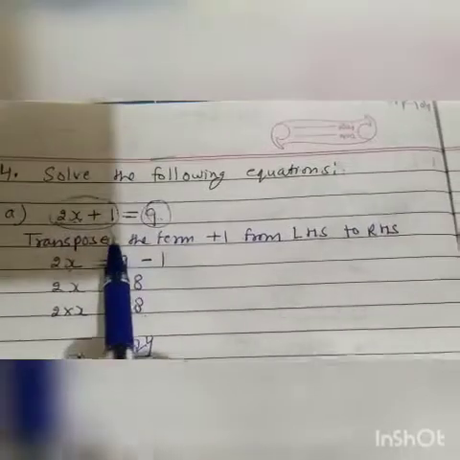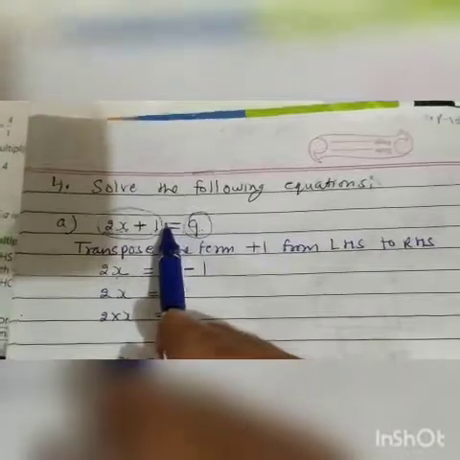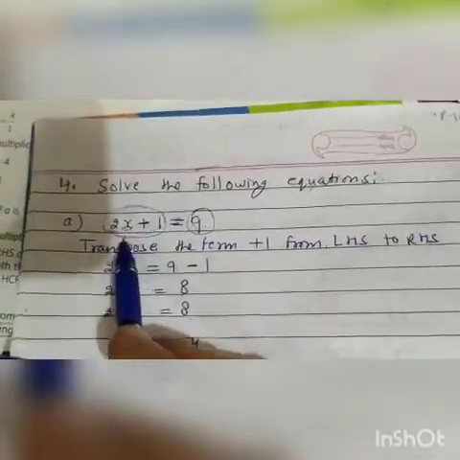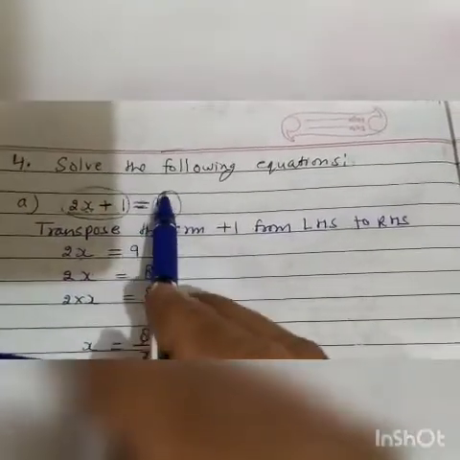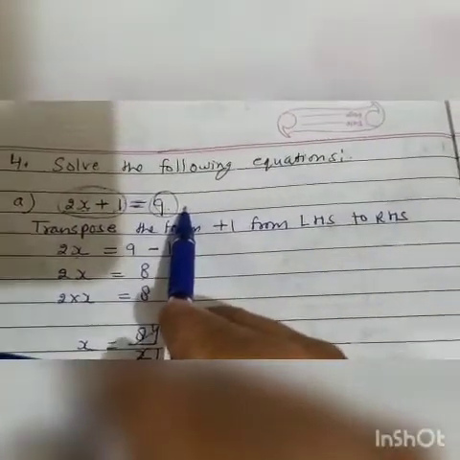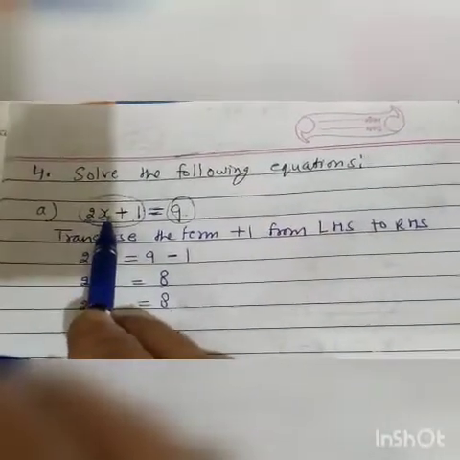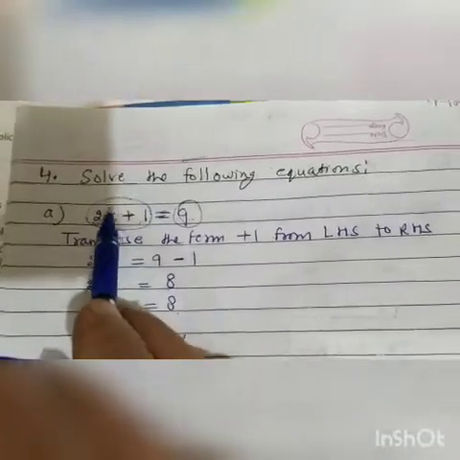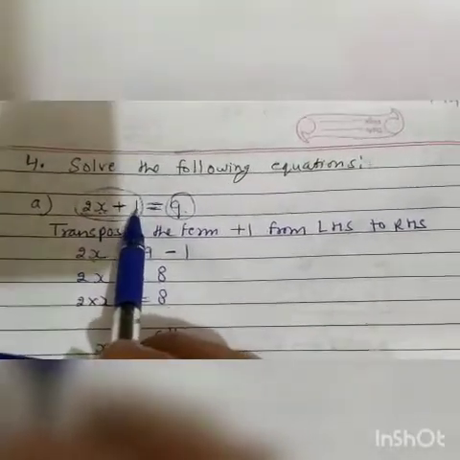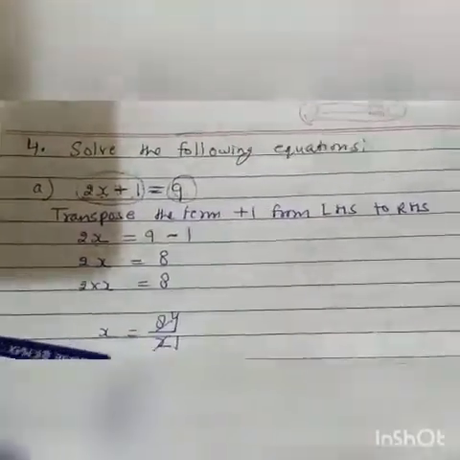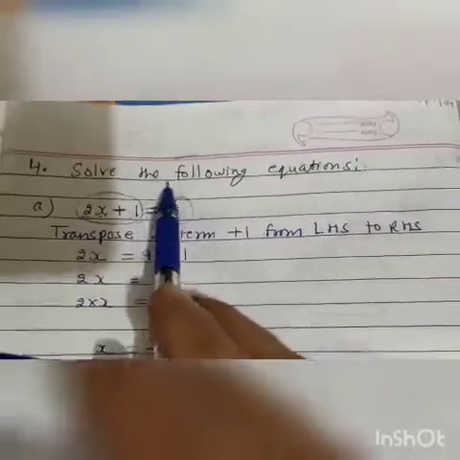See once again, I am explaining it again. This is 2x plus 1 equal 9. This is equal sign. This 2x plus 1 is written in left hand side of the equal sign, and this 9 is written in the right hand side. Here this 2x is the term with unknown variable x. We have to find the value of this x. So we will take this plus 1, this is constant, and this 9 is also constant. So we will take this plus 1 from left hand side to the right hand side.